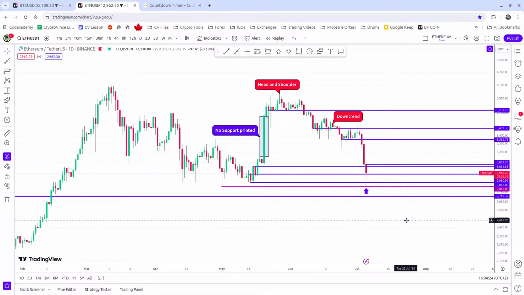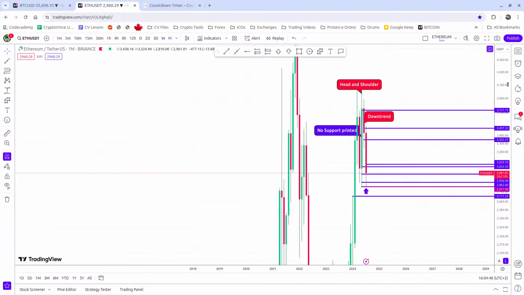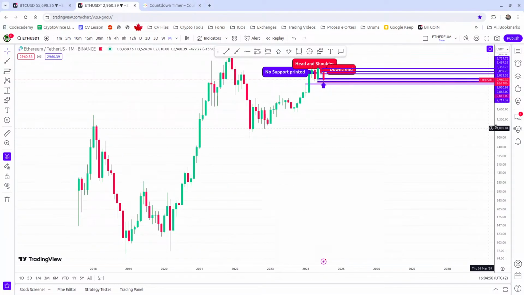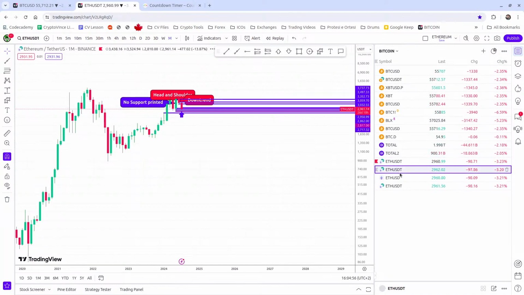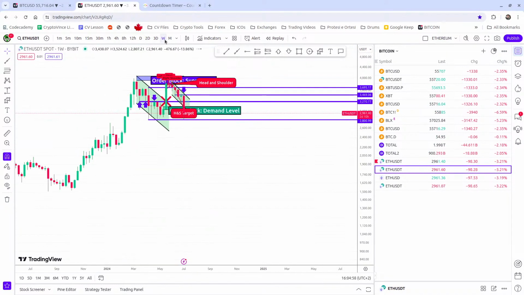This is the daily. I mean, if the daily closed all the way up above 3K, that could be interesting. That could be interesting. Let me see some other chart on Ethereum. What I've got here is the weekly. Oh, the monthly is that one.